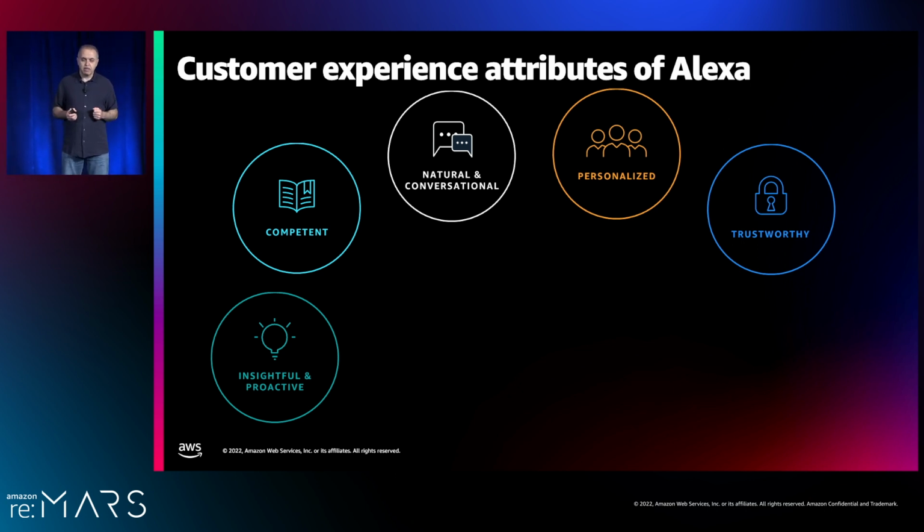The other one is insightful and proactive. We designed Alexa not just to respond to customers' requests, but we also want Alexa to be more proactive, instantly available when the customer needs something from Alexa. And that's where insightful and proactive comes into play. We already actually do it. There are Alexa hunches that we launched. In the evening, if you forget to lock the door, Alexa will tell you, I think you forgot to lock the door. Do you want me to lock it?